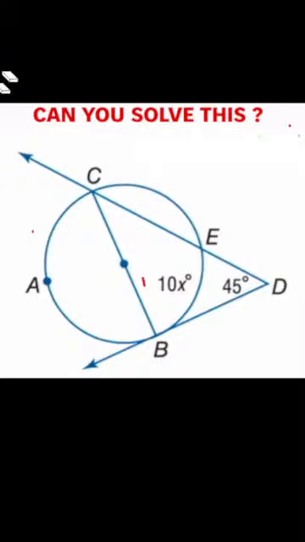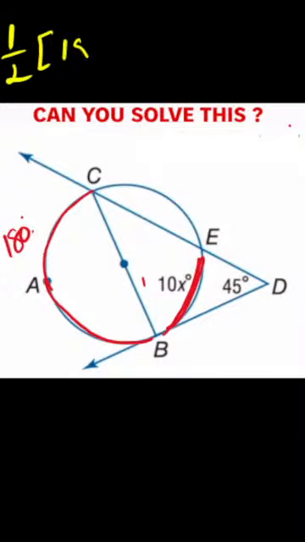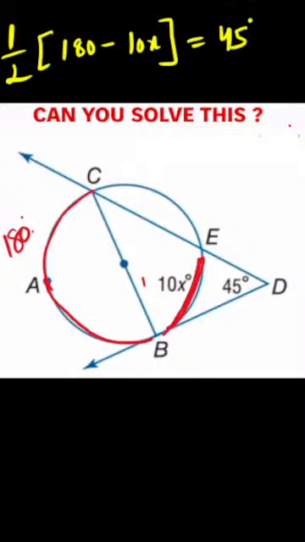So here the arcs are this arc, CAB, and the other arc, BE. This arc represents the semicircle, so the measure of this arc is going to be 180. And for this arc, this is 10x. This angle is equal to 45. So what I'm going to write is that half of the intercepted arcs, which is 180 minus 10x, half of the difference between the intercepted arcs is equal to the angle at the intersection. Angle at the intersection is 45.